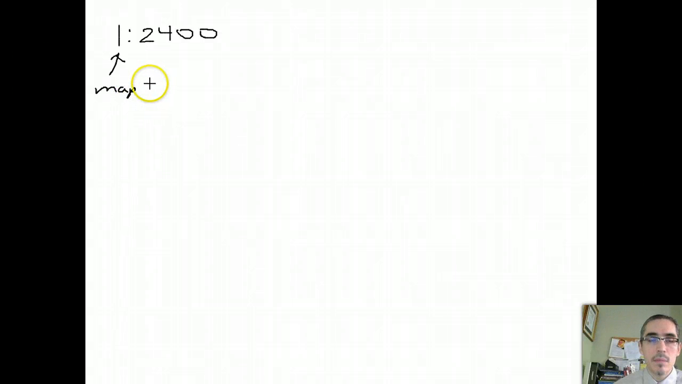Literally the distance on the map. So if you took out a tape measure or a straight edge, a ruler, and measured 1 inch on the map, what that would mean then is that this distance over here is the equivalent distance on the ground.